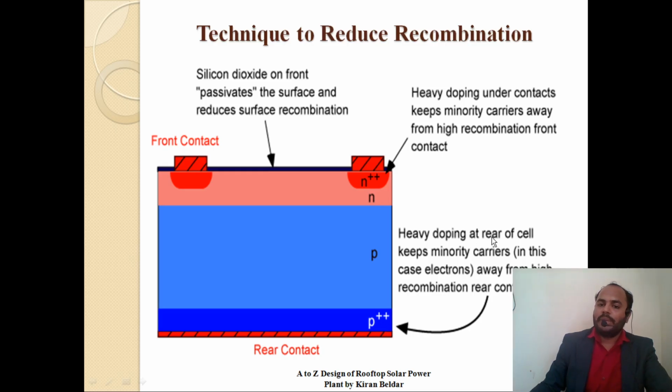Third is heavy doping at the rear of the cell, which keeps minority carriers, in this case electrons, away from the high recombination rear contact. On the rear side we dope with a high P++ region, which keeps the minority carriers away from the rear contact surfaces. By using this front coating and by highly doping the N and P type regions, we can save the loss due to recombination and generate more energy from a solar cell.